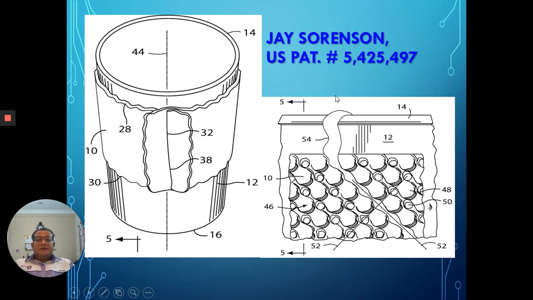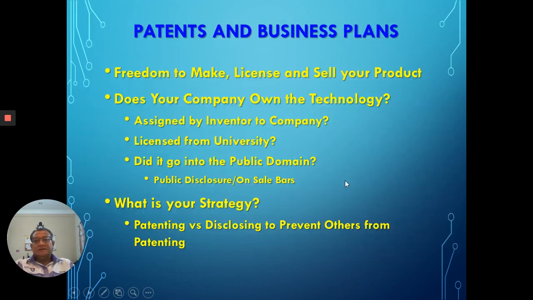So another patent by inventor J. Sorensen, US patent 5,425,497. So there is another construct of a different cup sleeve. Instead of corrugated, they use perhaps foam or foam bubble. So that is another way of producing a cup sleeve. Another patent by a different inventor.